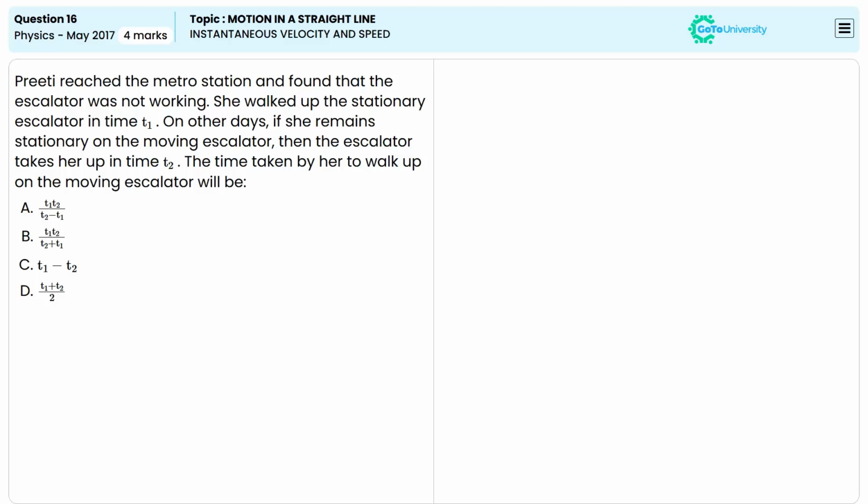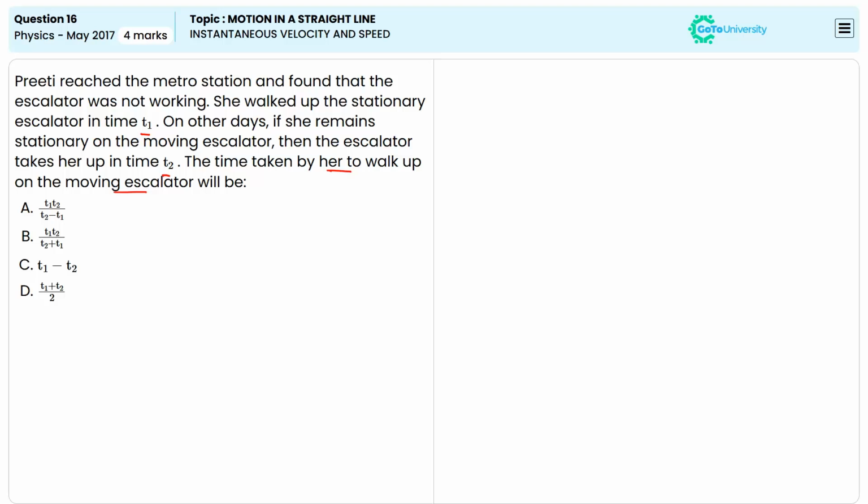What is the value of time taken by the girl who walked up on a moving escalator? The time taken by the girl on the elevator is given as t1. Similarly, the time taken by the elevator with respect to ground is given as t2. Here, the question is about the motion of the girl with respect to ground.